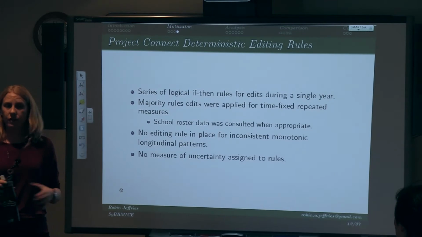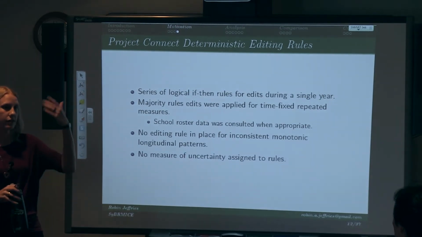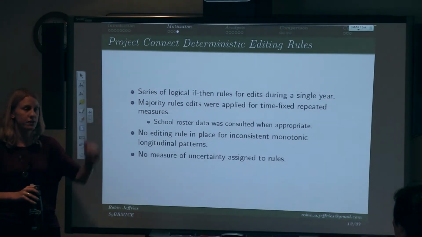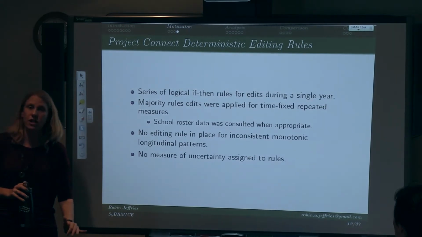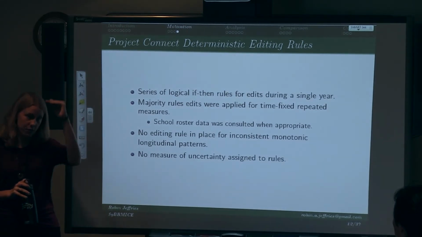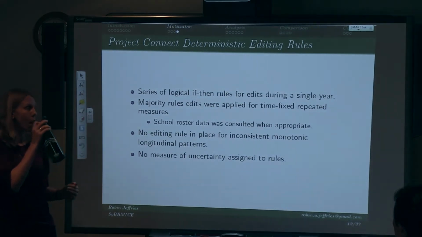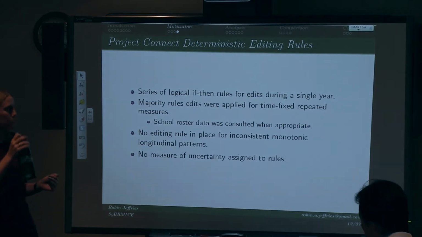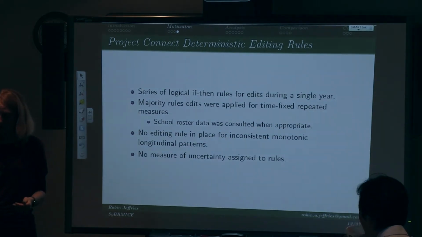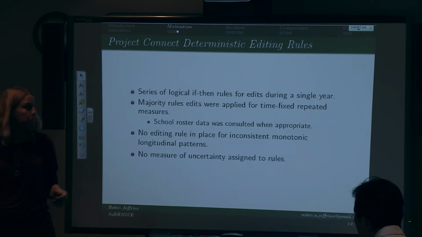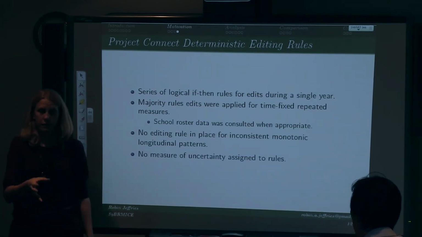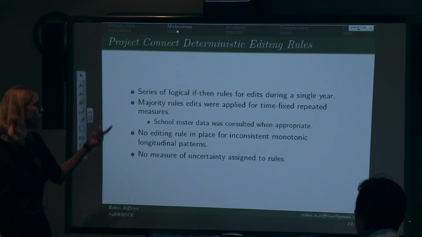So for Project Connect, it just employs a series of logical if-then-else rules. I mean, it's a good page and a half, and it's order specific. It has to be done in this order. And those edit rules only look at each individual year by itself.